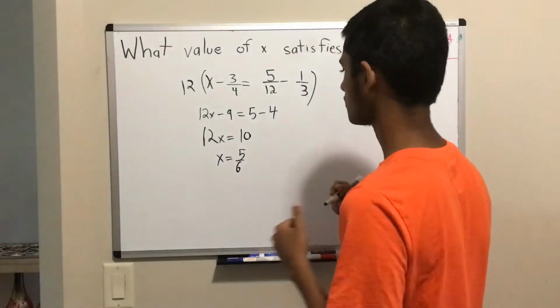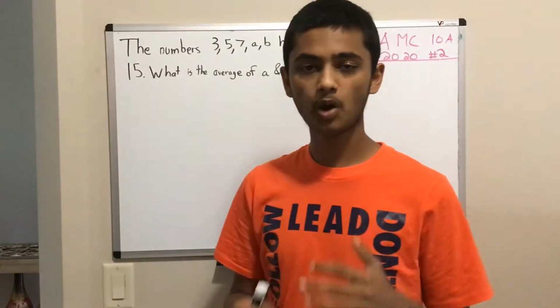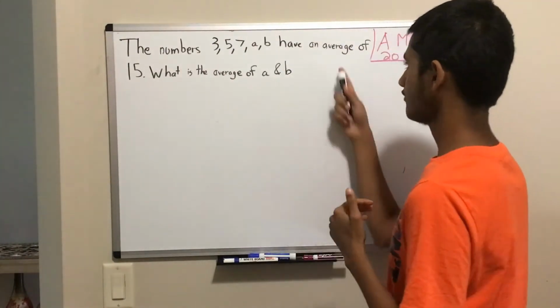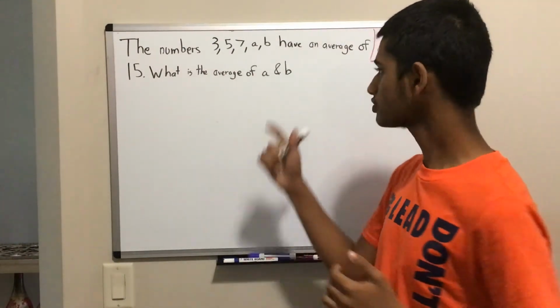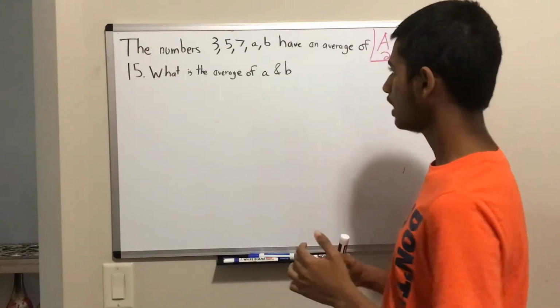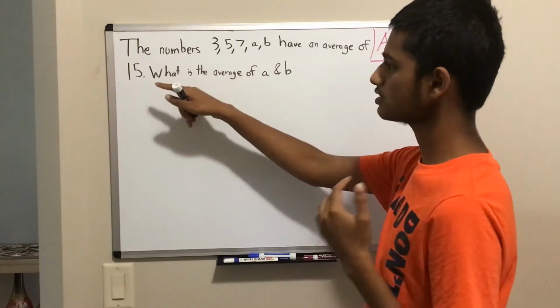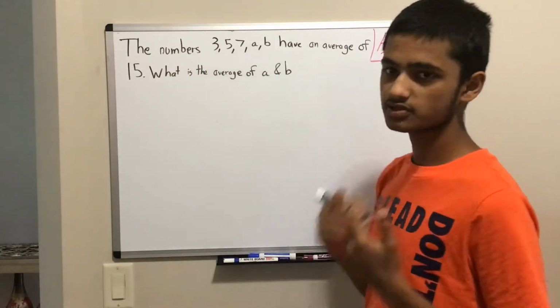And now let's look at problem number 2. The numbers 3, 5, 7, a and b have an average of 15. What is the average of a and b? Well, first we want to try expressing the sum of all these numbers in terms of a and b.